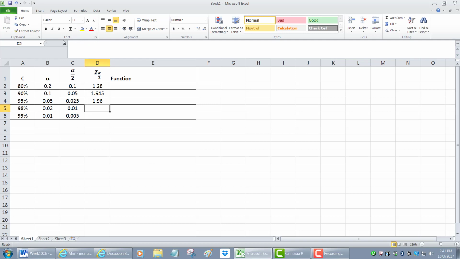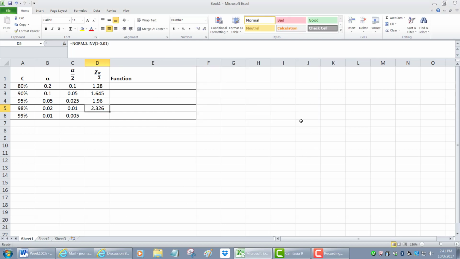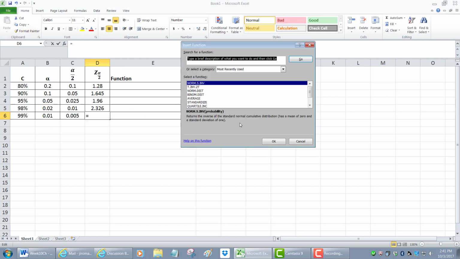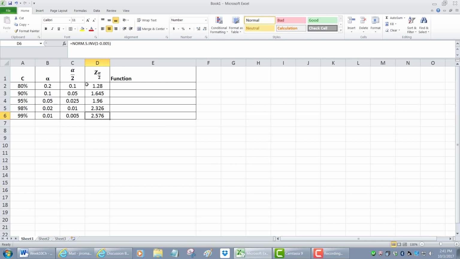And now for a 98% confidence interval, norm.s.inverse again, and this time for 1 minus 0.01. And in the case of a 99% confidence interval, same function, norm.s.inverse, 1 minus 0.005. And there are our z-scores. Let's go ahead and show you what the functions were.